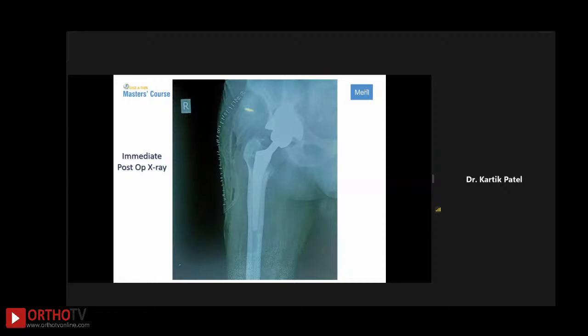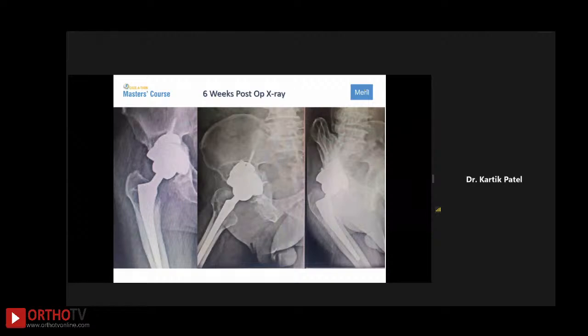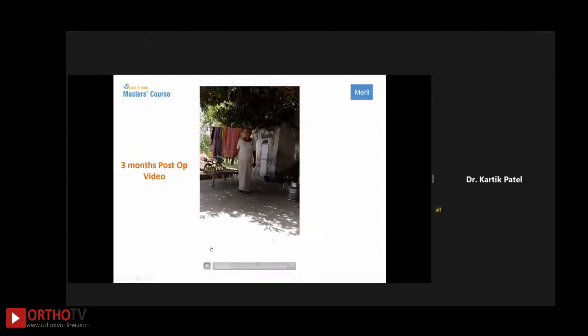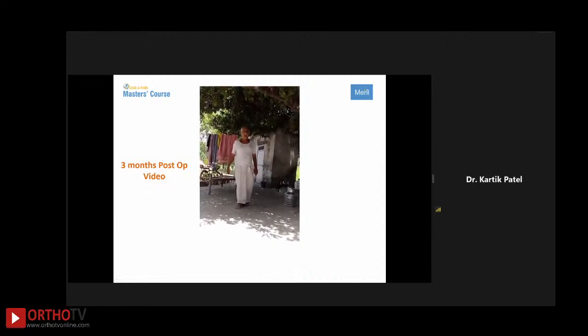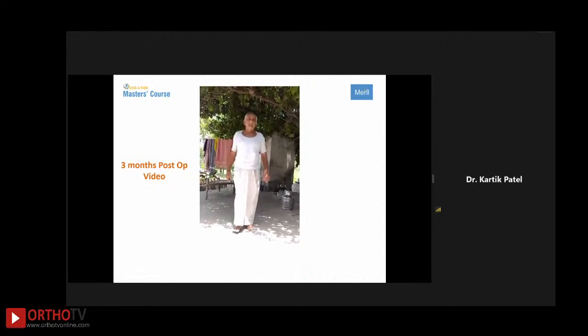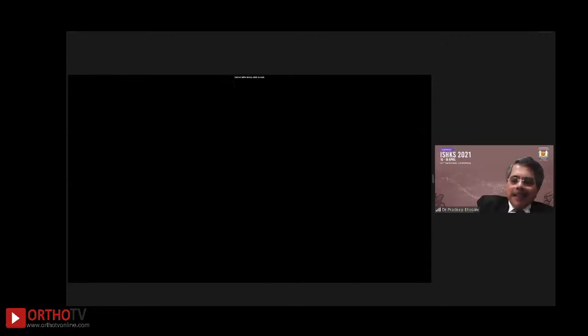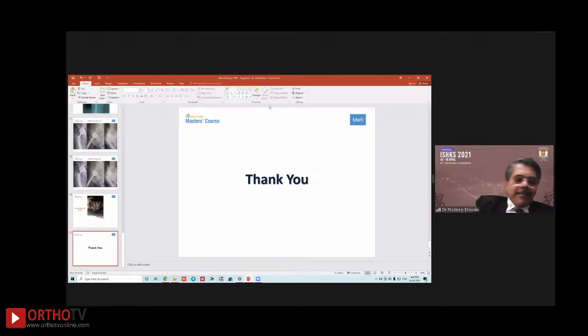And this was the post-op X-ray, the immediate post-op X-ray. And this was the six-month post-op X-ray. And this was the latest video of the patient. Very good. Good reconstruction.